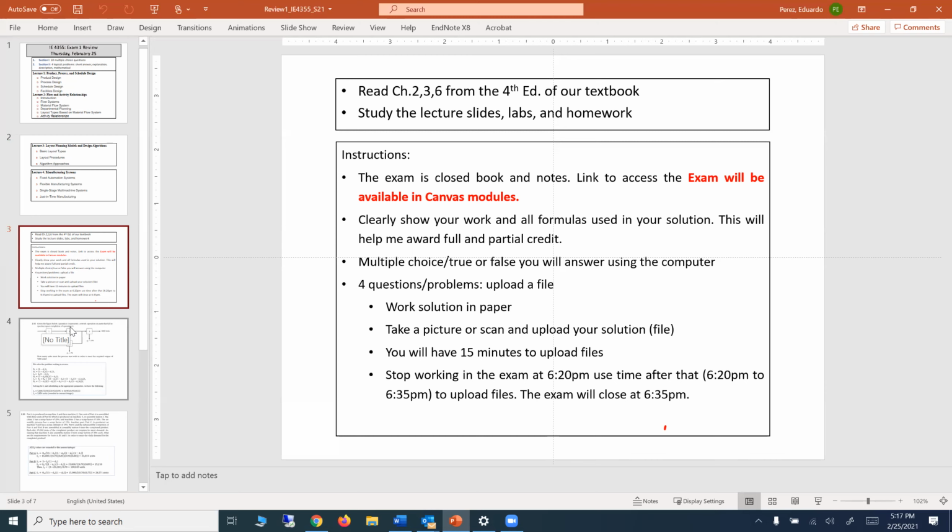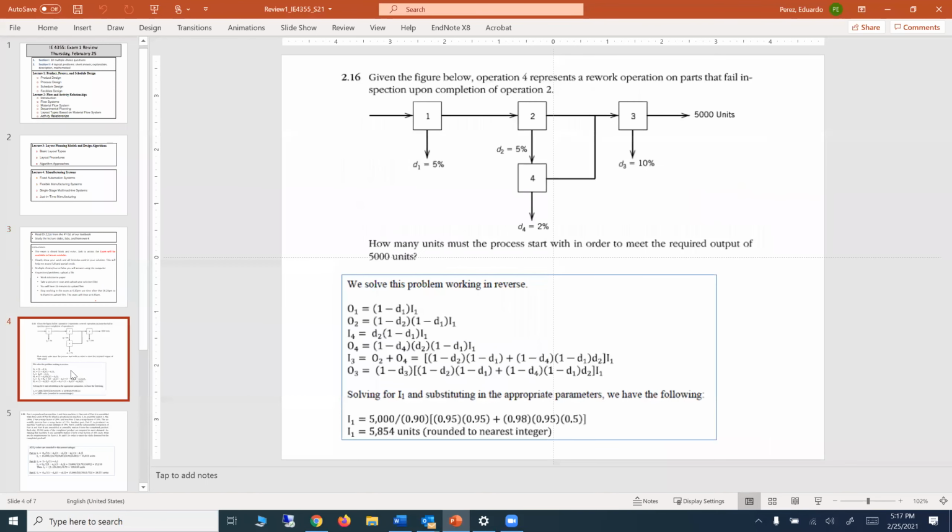Okay, thank you. So what I decided to do, just to give you a better idea of what to expect in the problems, is to show some problems that come from the homework and that are representative of what you should expect in the exam. As I mentioned, these are problems in which you have the defect rate and the expected output. Like here, you have this expected output and then you have all these machines, and you have this configuration and also the defect rates. Using this information, you have to compute the input for this process. So how many units must be processed at the start in order to meet the required output of 5,000 units?